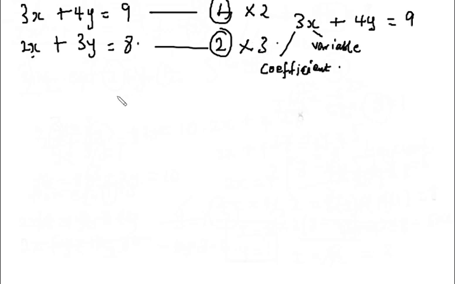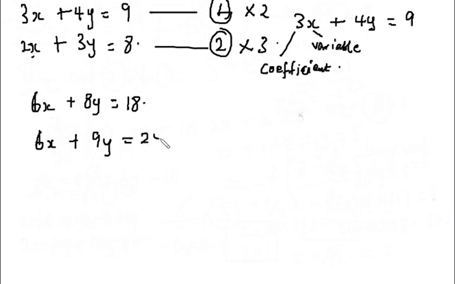So the new equations we have: 2 times 3x is 6x, plus 2 times 4y is 8y, equal to 2 times 9, which is 18. Next, we have 3 times 2x, so this is 6x, plus 3 times 3y, so this is 9y, is equal to 3 times 8, so this is 24.